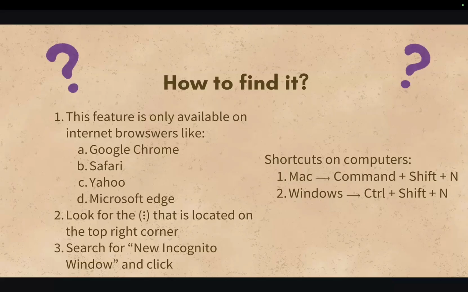So what you would do is look for the three dots located on the top right corner. You would search for New Incognito Window and click it. Some keyboard shortcuts: if you have a MacBook, Apple, you can press Command, Shift, and N at the same time. And for any Windows computers, you would click Control, Shift, and N at the same time.